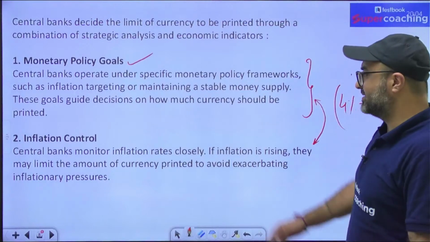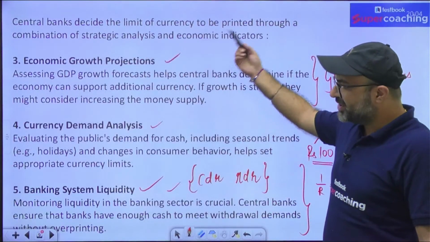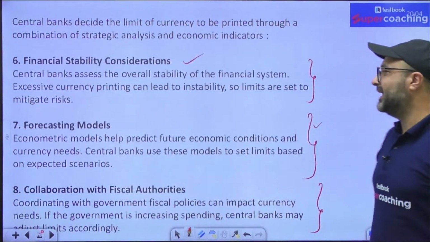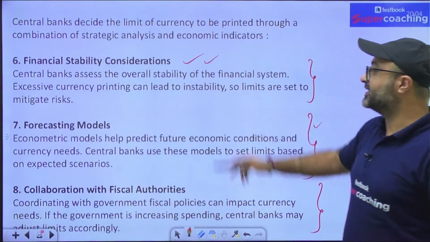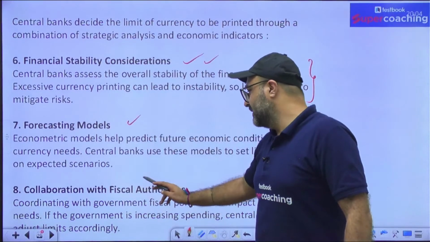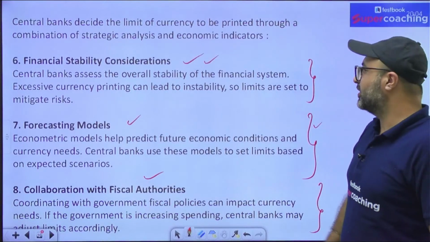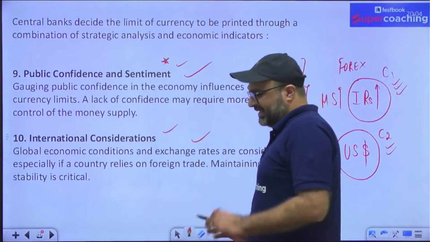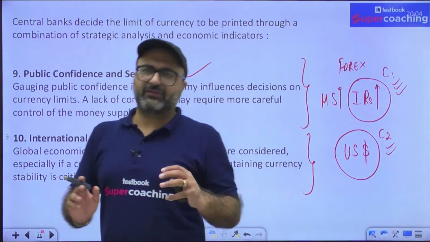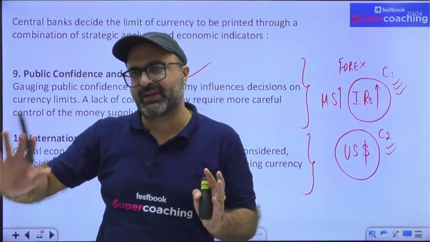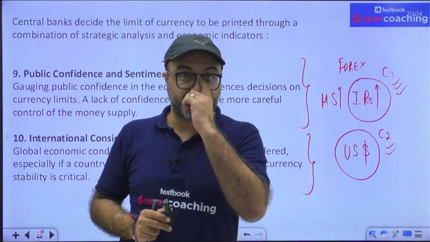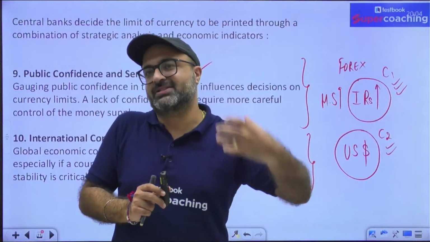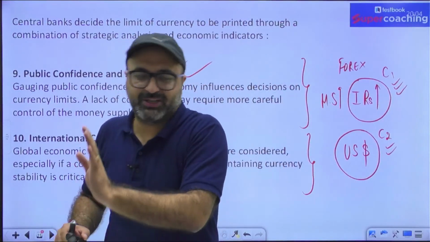taken, and the factors include inflation rates, GDP growth estimates, currency demand in the country, banking system liquidity, financial stability considerations, forecasting model, then we have collaboration with fiscal authorities, then we have public sentiments, confidence, and international consideration. So these are in total, if I say, 9 factors or 7 factors except GDP and inflation, which are taken into consideration before currency is printed or before the limit is decided that what value of currency is going to be printed for the current financial year.